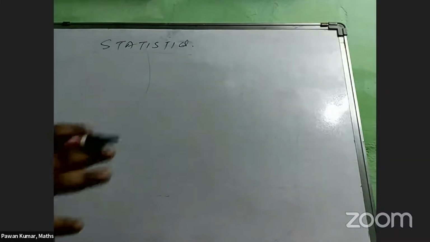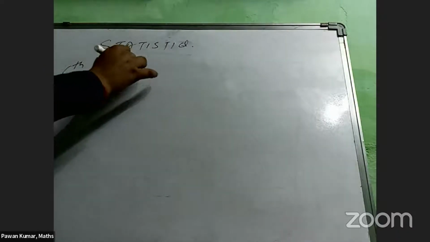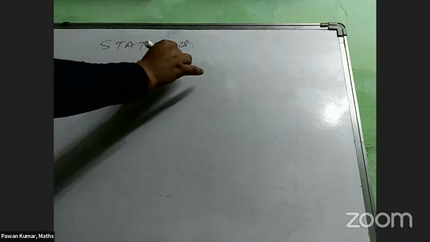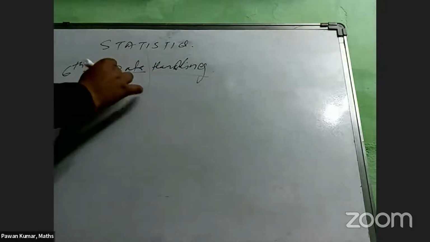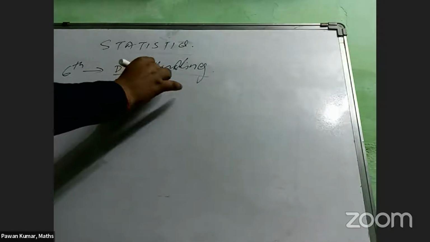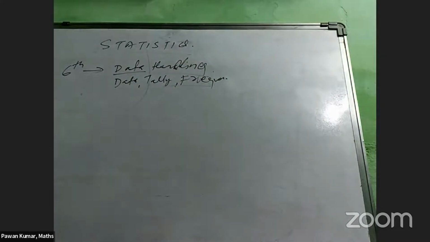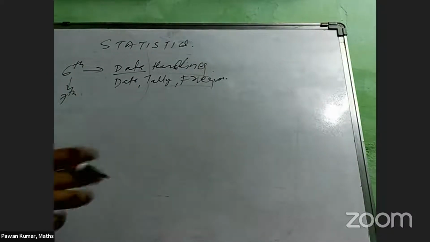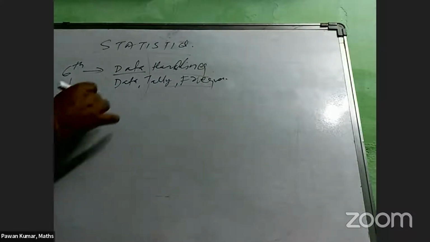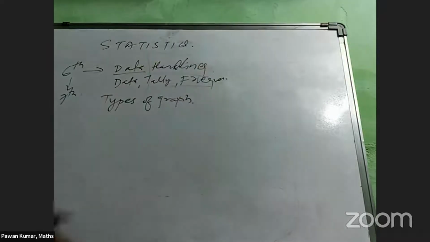So basically, we started with the sixth class, correct me if I'm wrong. In sixth class we learned data handling: what the data is, their tally marks, their frequency, everything. Again in seventh class, they talk about data handling, only regarding data, tally, frequency, and types of graphs. I just uploaded a video on the types of graphs also.